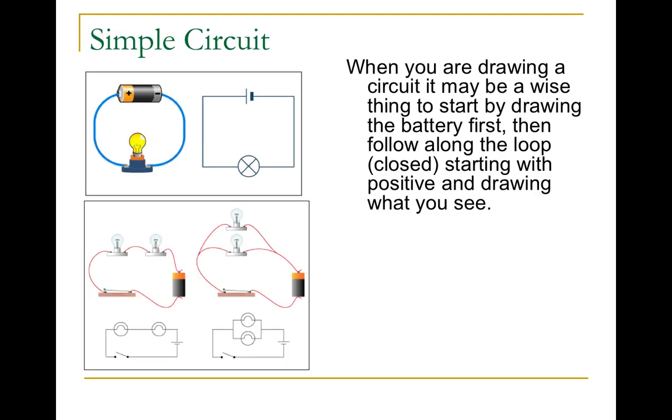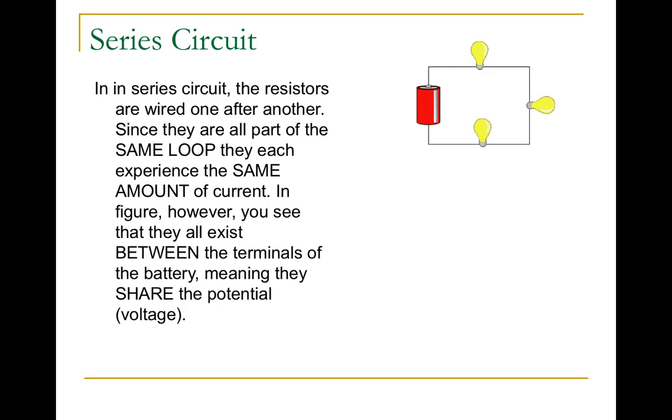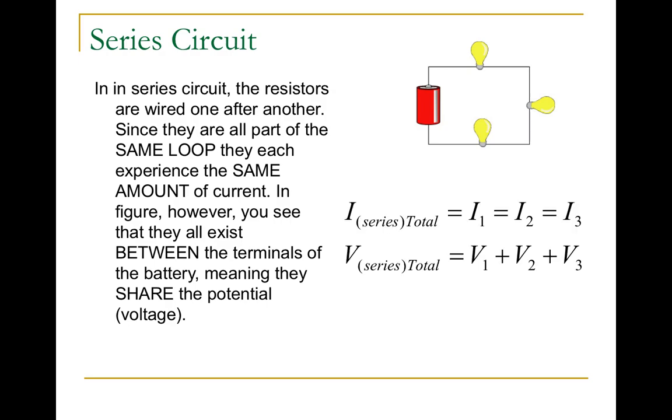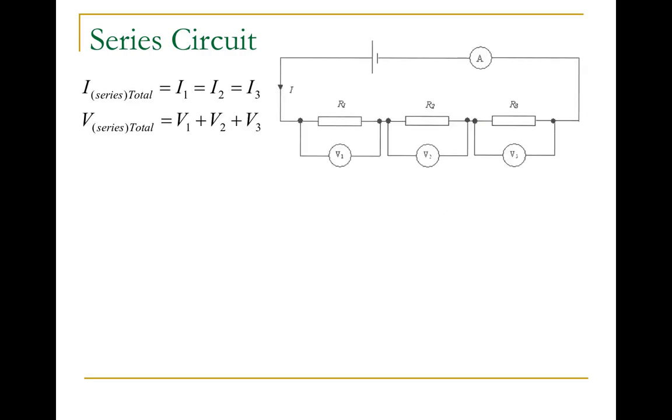So here's our simple circuit. You see lifelike diagrams, and you also see schematic diagrams, both of which you'll need. Here's our series circuit relationships. Again, we did talk about this in class together. In a series circuit, you have your resistors wired one after another. Since they're all part of the same loop, they all experience the same amount of current. So the current is the same everywhere, and your potential total from the battery will be equal to the sum of your potential drops over each resistor, in this case, each light bulb.